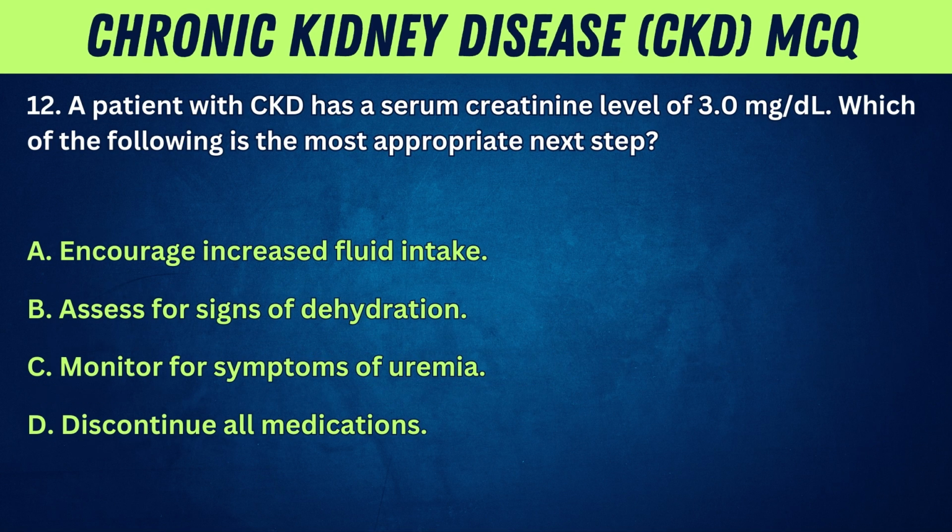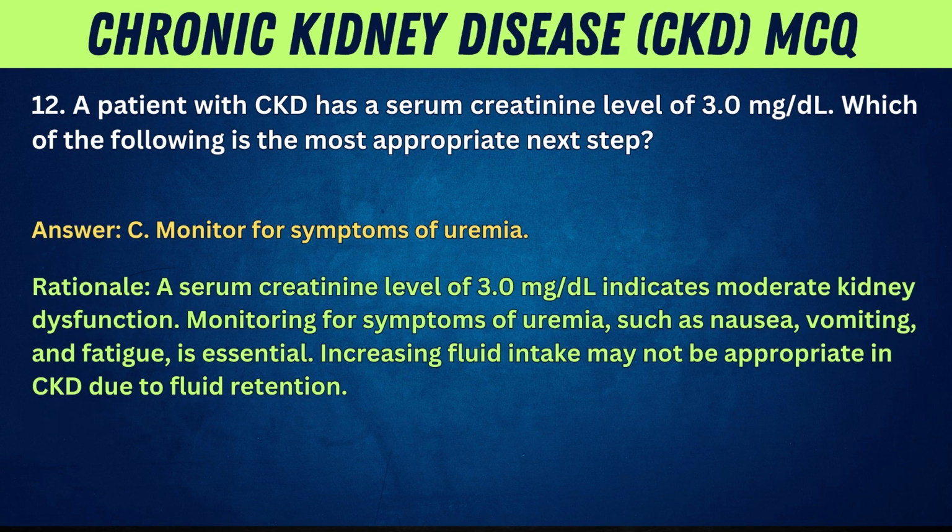12. A patient with CKD has a serum creatinine level of 3.0 mg per deciliter. Which of the following is the most appropriate next step? A. Encourage increased fluid intake. B. Assess for signs of dehydration. C. Monitor for symptoms of uremia. D. Discontinue all medications. Answer: C. Monitor for symptoms of uremia.